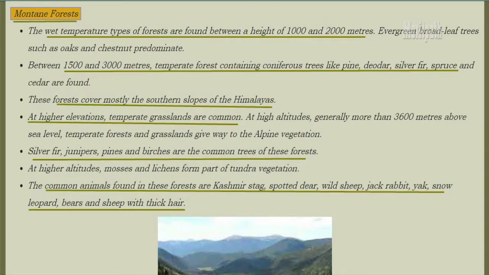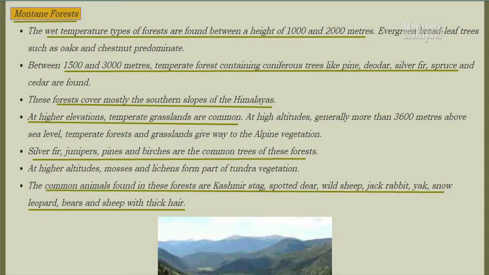Next is montane forest. Wet temperate type of forests. These are found at a height of 1000 to 2000 meters. Evergreen broad leafy trees such as oaks and chestnuts predominate here. So between 1500 to 3000 meters, these temperate forests contain coniferous trees like pine, deodar, silver fir, spruce and cedar. These forests are mostly found in the southern slope of Himalayas.